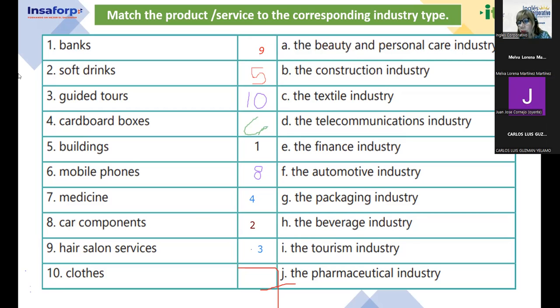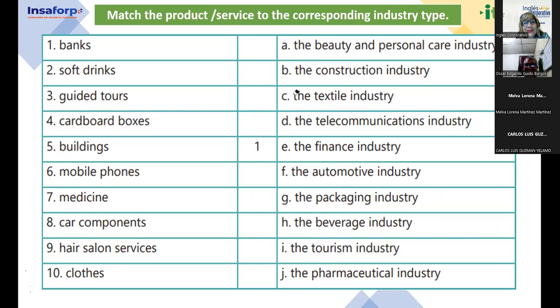Okay, I want to check the answers. You tell me if it is correct. Okay. One is in E. Two is in H. Three is in I. Four is in G. Five is in B. Let me see this. Yes, in B. Six is in D. Seven is in J. Eight is in F. Nine is in A. And 10 is in C. Correct, correct, correct. Correct, correct. 10 points for the group.